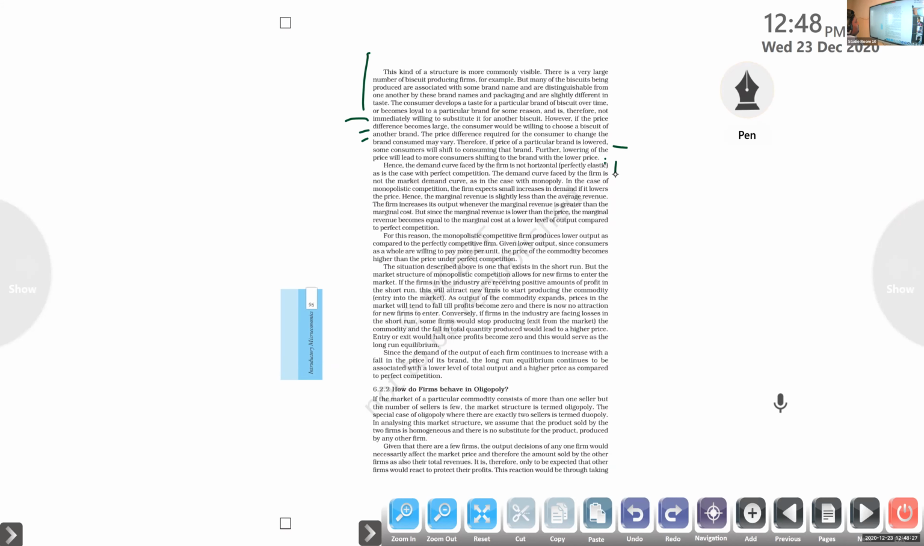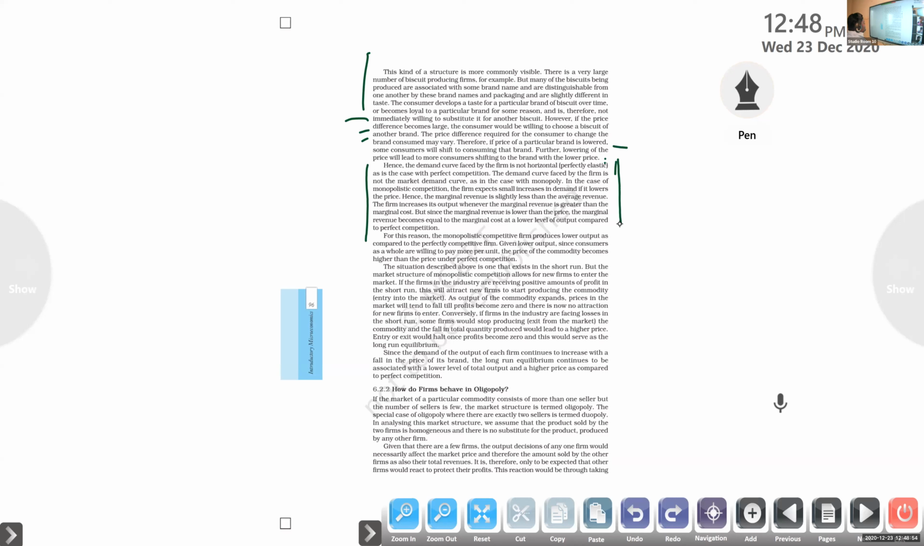at a lower level of output compared to perfect competition. That is the only difference we can see here. The difference between perfect competition and monopolistic competition. Just to read it again and understand that, write a question there. What are the basic differences between monopolistic competition and perfect competition, or a perfectly competitive market situation? Write down the question.